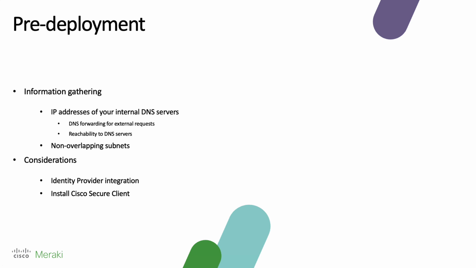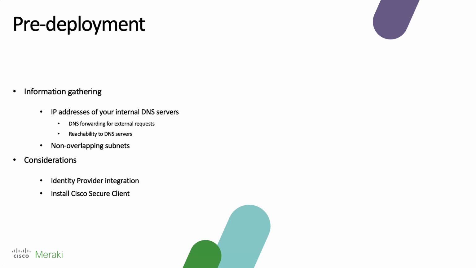It might be a good idea to start doing some information gathering beforehand in order to grab the IP addresses of your internal DNS servers, as well as set up DNS forwarding for any external requests, pointing those to Secure Connect. You also want to ensure that we have reachability from the cloud service to those DNS servers, and this might involve creating tunnels between where that DNS server lives and Secure Connect.